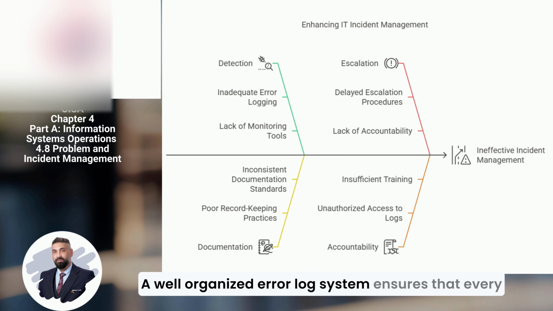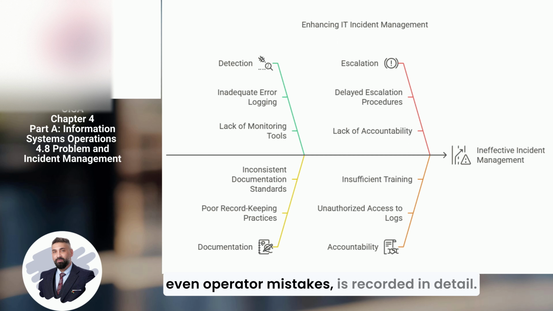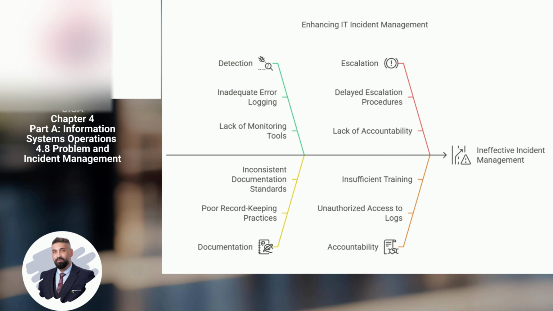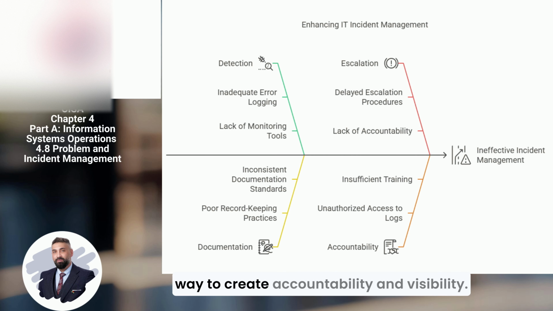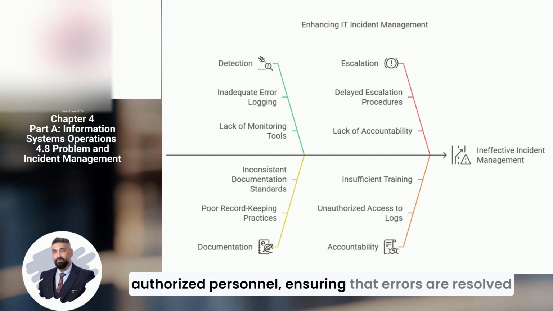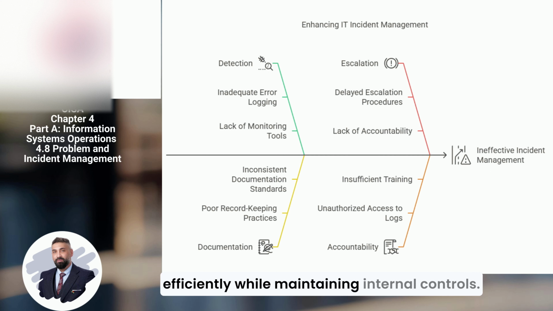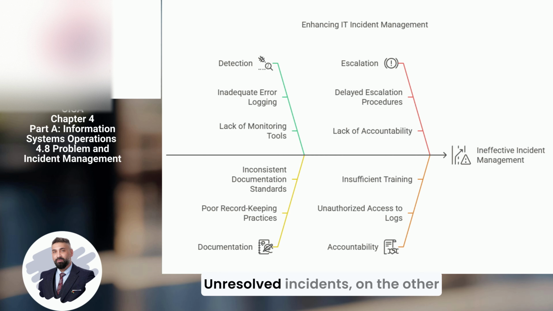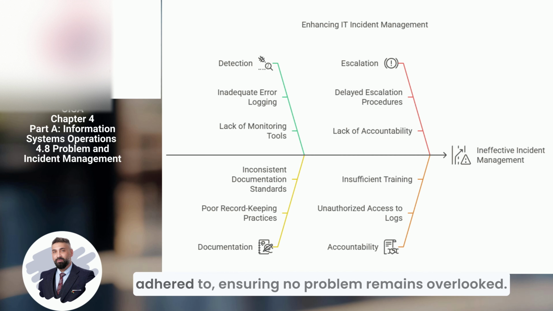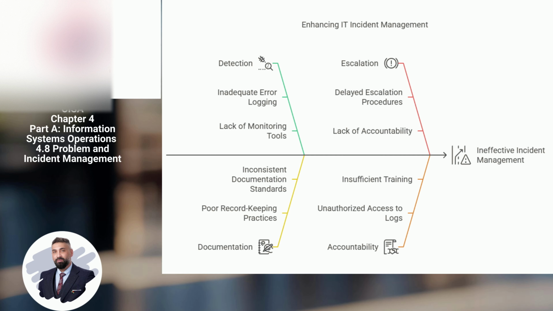A well-organized error log system ensures that every occurrence, be it an application error, network issue, or even operator mistakes, is recorded in detail. These log details often include error codes and descriptions, timelines, escalation dates, and a record of who resolved the issue. This isn't just housekeeping, it's a way to create accountability and visibility. Updates to logs should be restricted to authorized personnel, ensuring that errors are resolved efficiently while maintaining internal controls. Unresolved incidents, on the other hand, must not linger. Escalation procedures need to be well documented and adhered to, ensuring no problem remains overlooked.